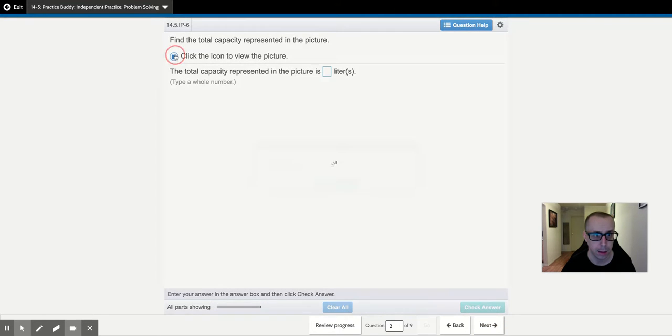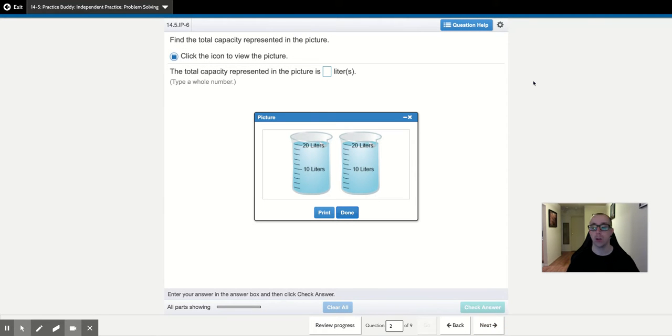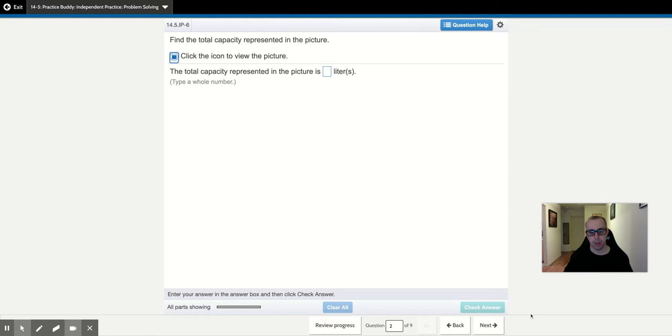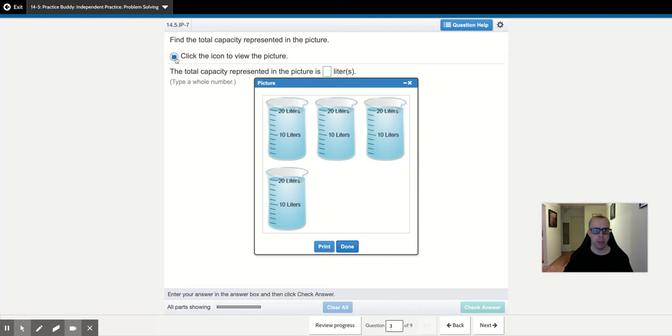Again, find the total capacity. Capacity is the limit, the most it can fit. These jugs here have a capacity of 20 liters. You click the image and now look, you have 20 and 20. You just add them up and you type in your answer here. Again, we are talking about total capacity. Now look, you see a bunch of different ones, 4, and they all have a capacity of 20 liters, and they're all filled to the capacity. Just add them up, not too difficult.